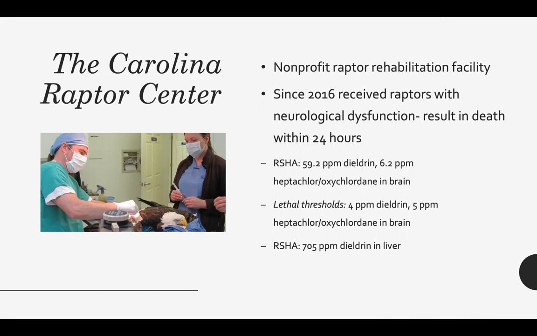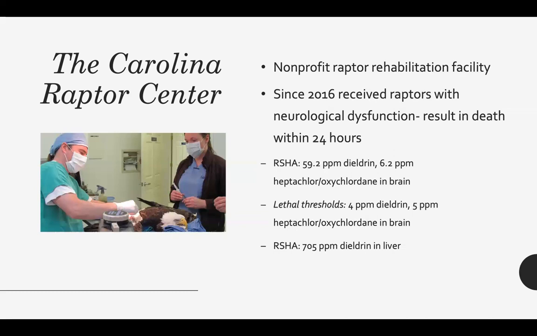Provided by the Carolina Raptor Center, between 2016 to 2018, tissues from 41 birds with neurological symptoms were sent off for chemical analysis. Of these birds, 7 were found to have extremely high organochlorine residues in either their liver or brain tissues. One red-shouldered hawk was found to have 59.2 parts per million of dieldrin and 6.2 parts per million of heptachloroxychlordane in its brain.